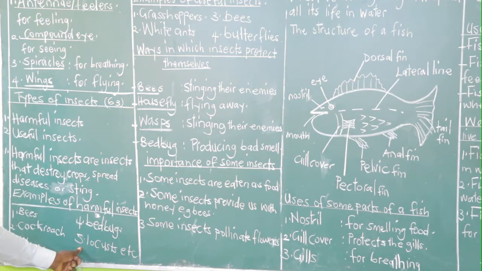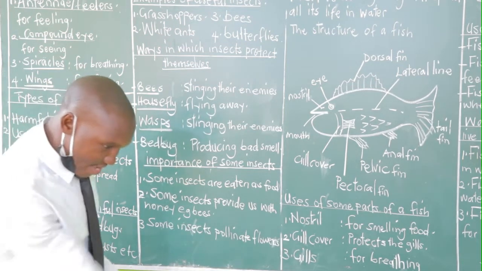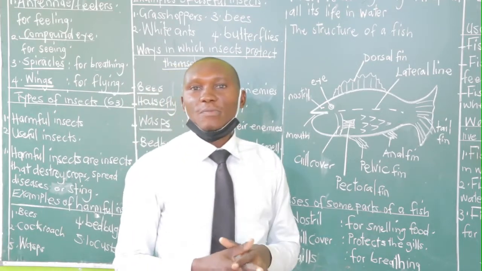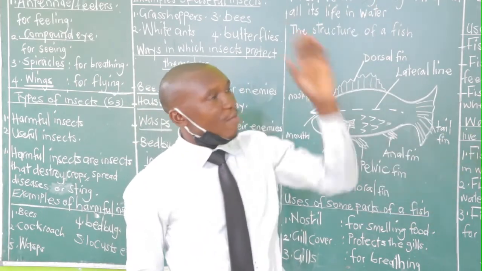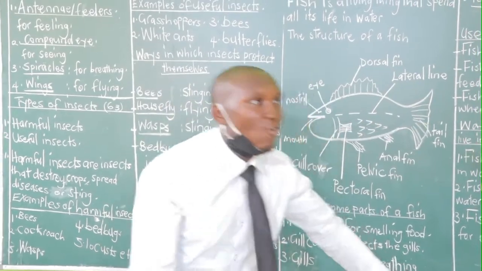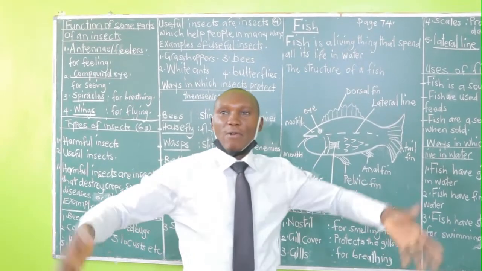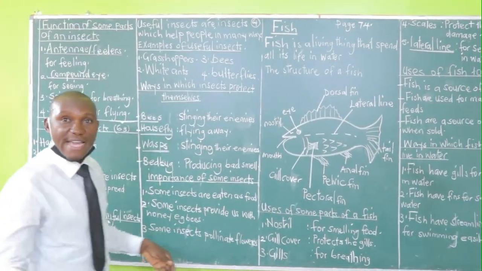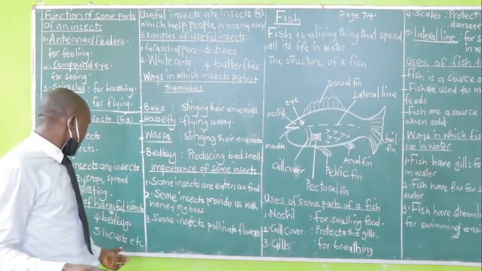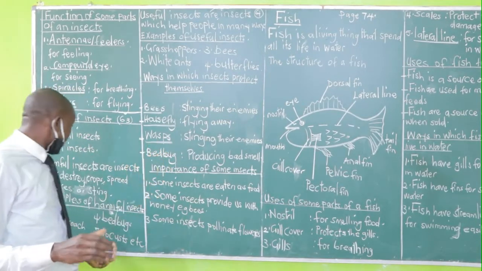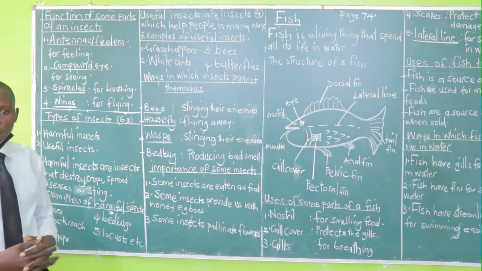Then in number 5, we have locusts. You remember, locusts came here this very year before COVID-19. People tried to spray locusts to die, but locusts were just coming as if we were welcoming them. When they get to the crops, there isn't any green leaf that remains. Therefore, locusts are also dangerous.